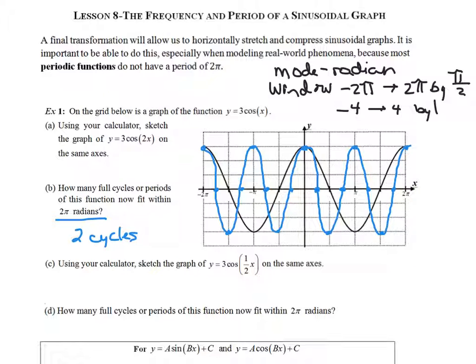Now I'm going to go with a new function here, y equals 3 cosine of 1/2 x. So again, I want to switch colors and I want to type this into my graphing calculator so that I can see the effect of putting a 1/2 in front of the x instead of a 2. So pause the video while you put that on your calculator and see if you can go ahead and graph this on the axes and then come back and check with mine.